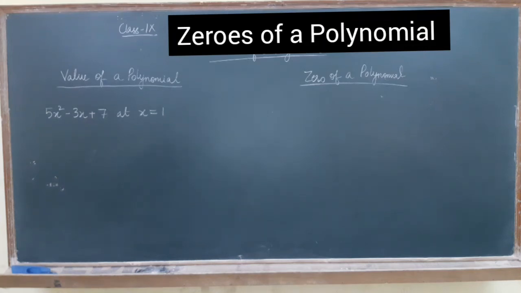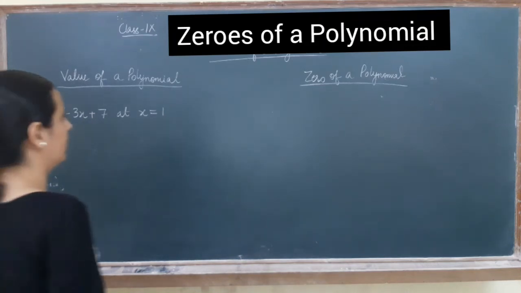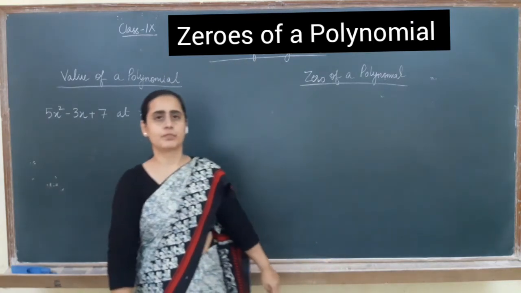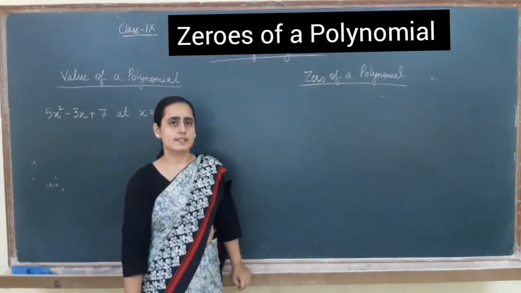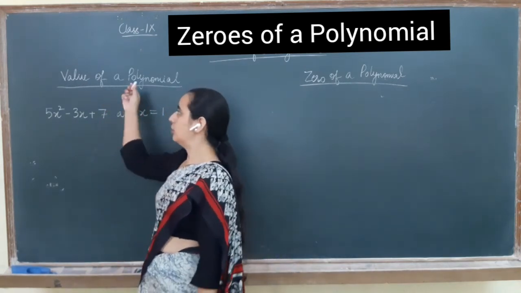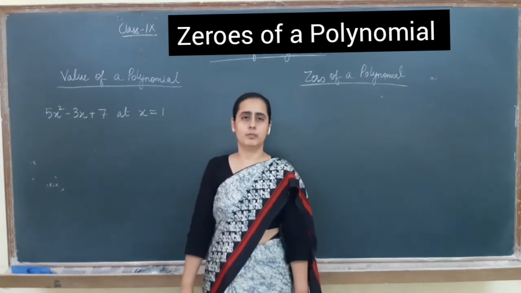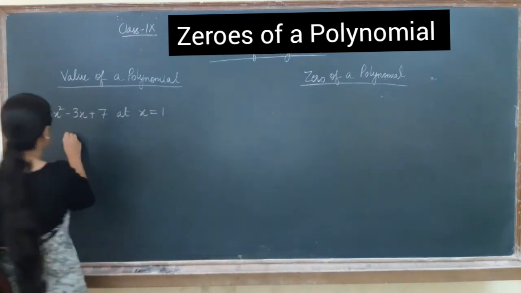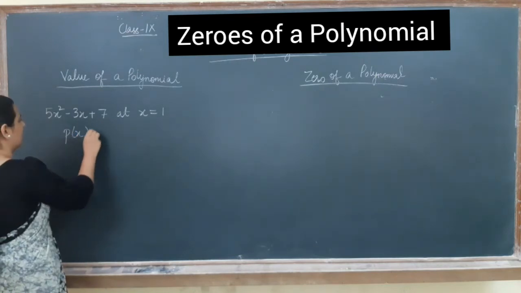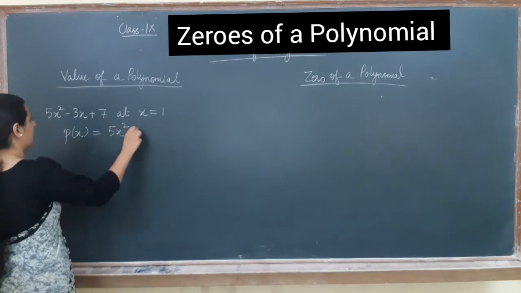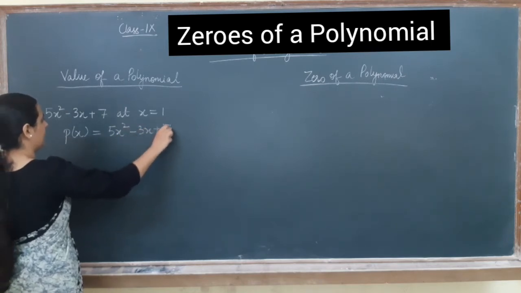The next topic which we are going to cover under polynomials is zeros of a polynomial. Now, before discussing zero of a polynomial, firstly you should know the meaning of value of a polynomial at a given point. Suppose a polynomial is given to you. Let us write it as, suppose this polynomial is p(x). It is given to you: 5x square minus 3x plus 7.